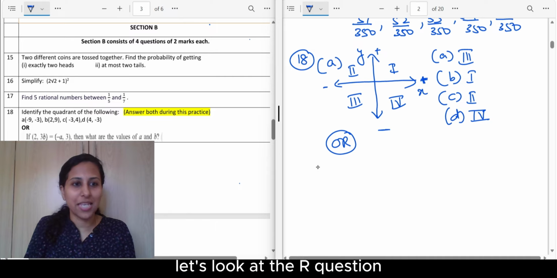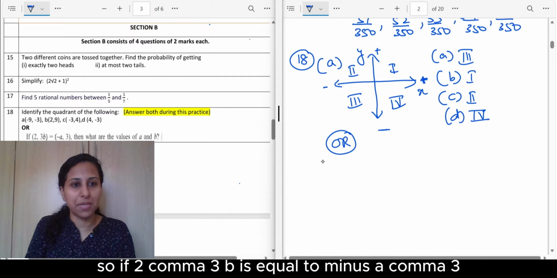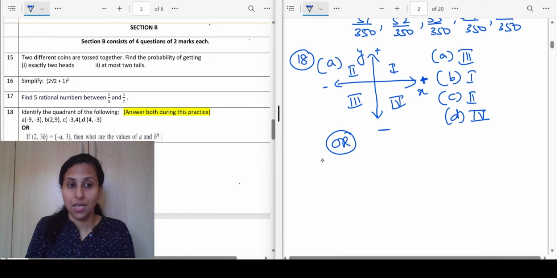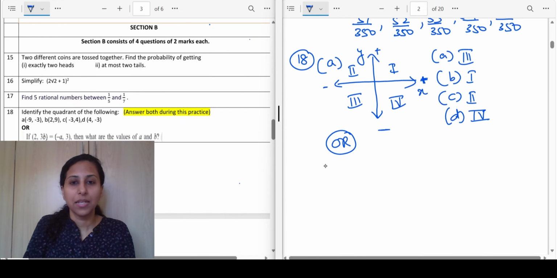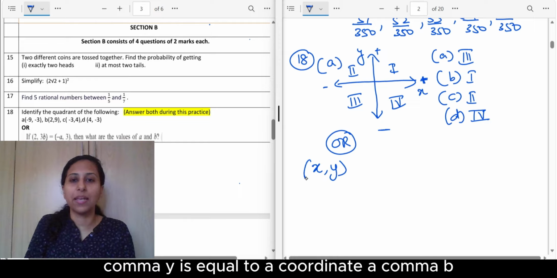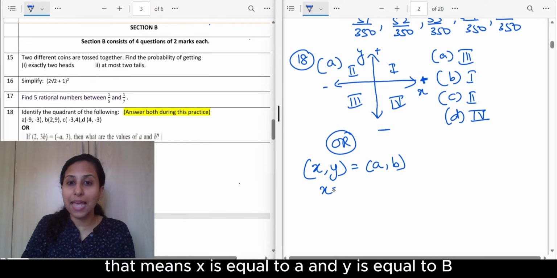Let's look at the OR question. So if (2, 3b) is equal to (-a, 3), what are the values of a and b? You have two coordinates which are equal to each other. Remember, if a coordinate (x, y) is equal to a coordinate (a, b), that means x is equal to a and y is equal to b.